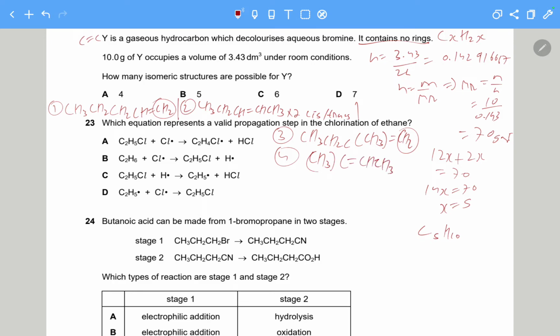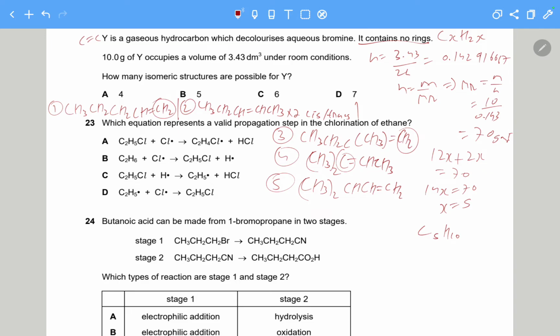It's a gift really that there are no rings, because otherwise we would have to consider all the cyclic isomers as well. So you don't have to consider the cyclic ones because it says it contains no rings. So this one is next. This will also not have any cis trans isomers because of this carbon atom attached to two identical groups. And then the last one is CH3 whole twice, CH, CH, CH2.